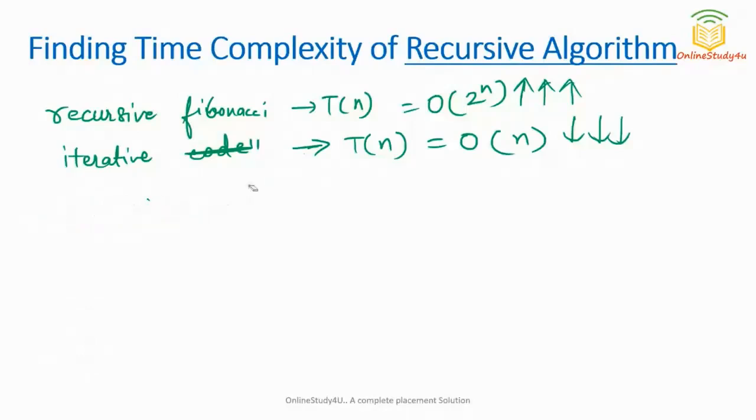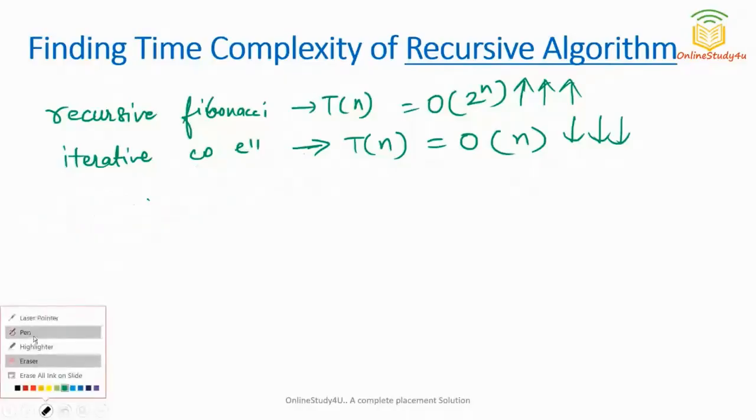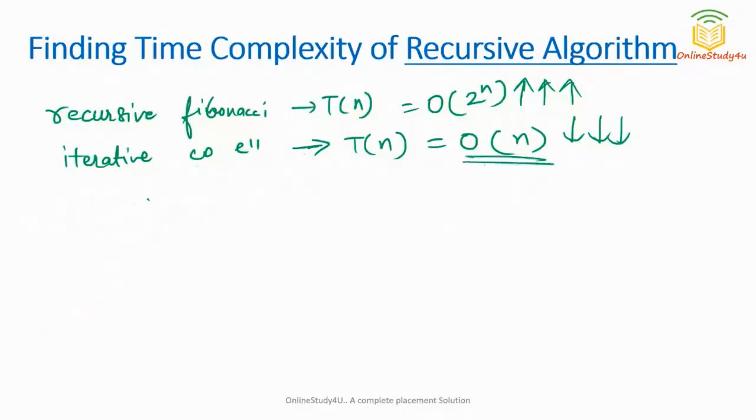So the iterative code you can search on the net. That will take a time complexity of order of n, because we are using a single loop. We will take two variables. Now why is this different?